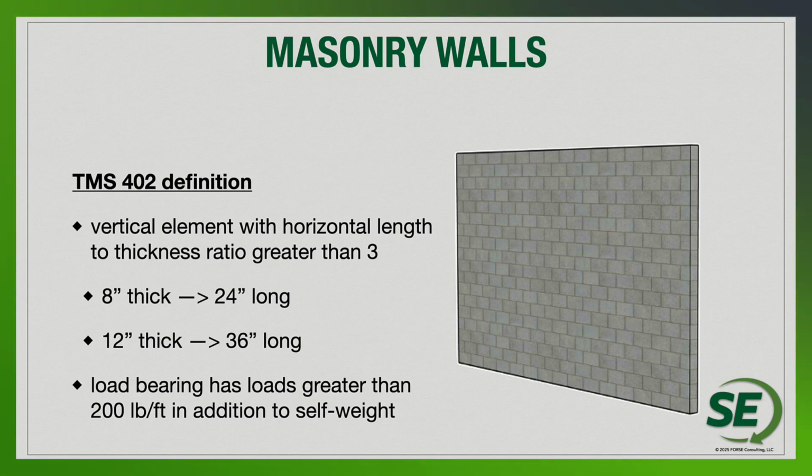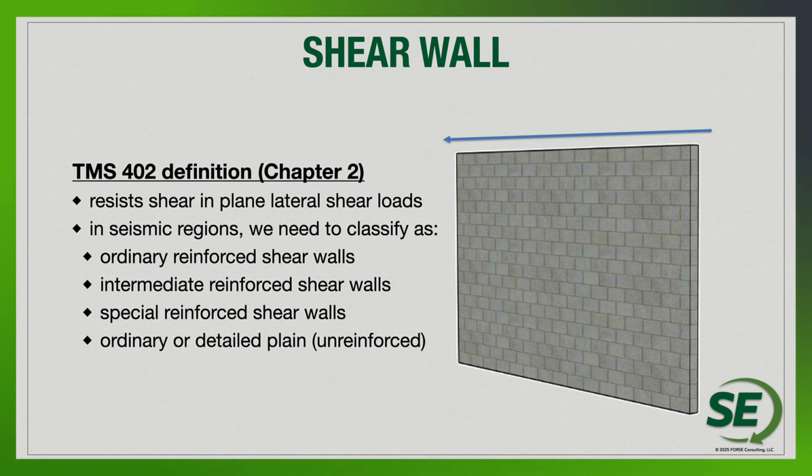We also have other definitions and other code provisions for shear walls. Within the TMS code, we know that shear walls are going to be elements that have reinforcement. We have ordinary and intermediate and specially reinforced masonry shear walls. All of them have slight differences in the reinforcement requirements that are going to be needed, and different seismic design areas where the walls are able to be utilized.